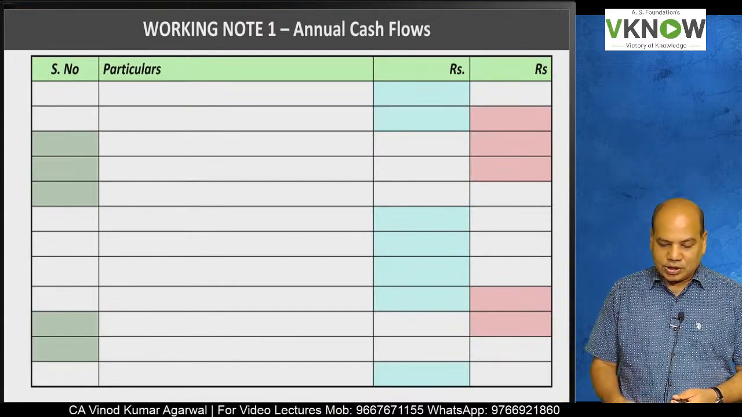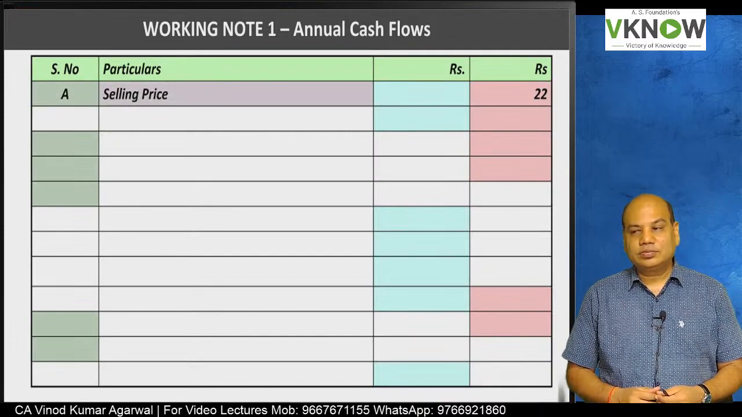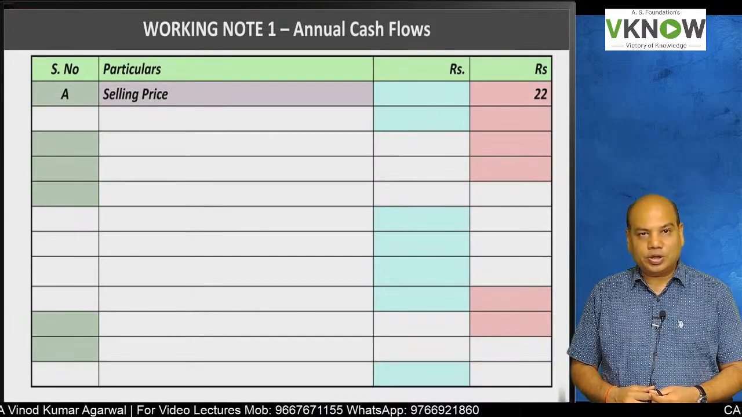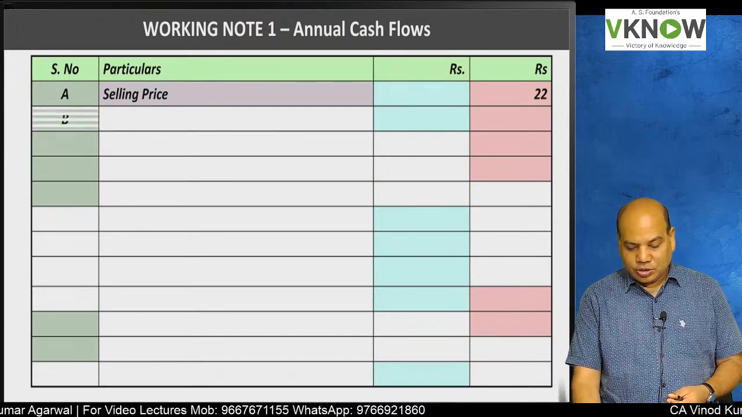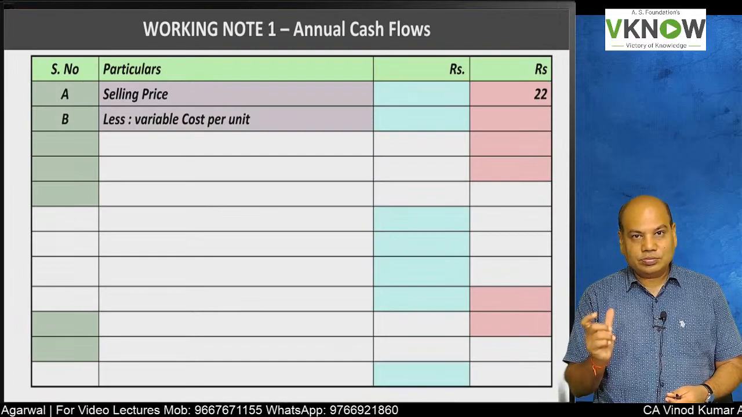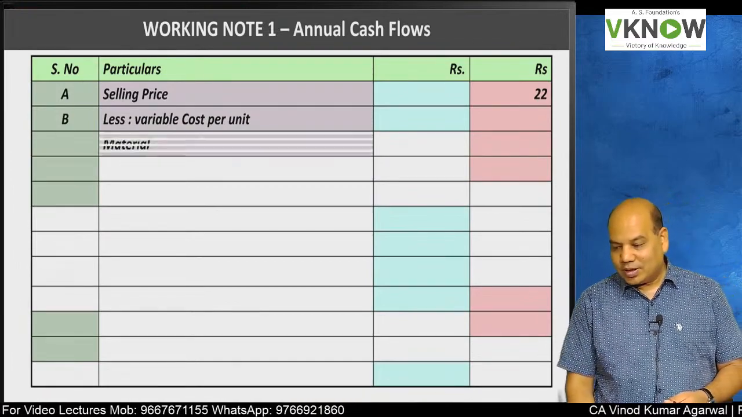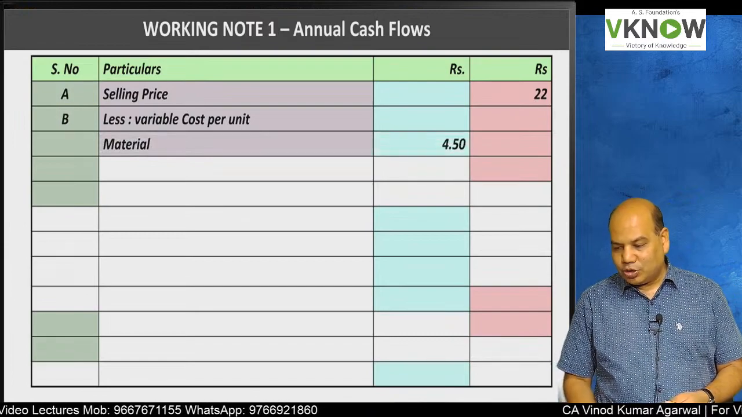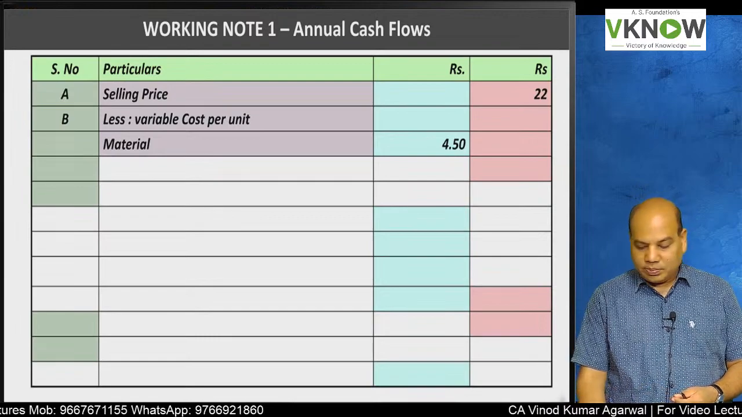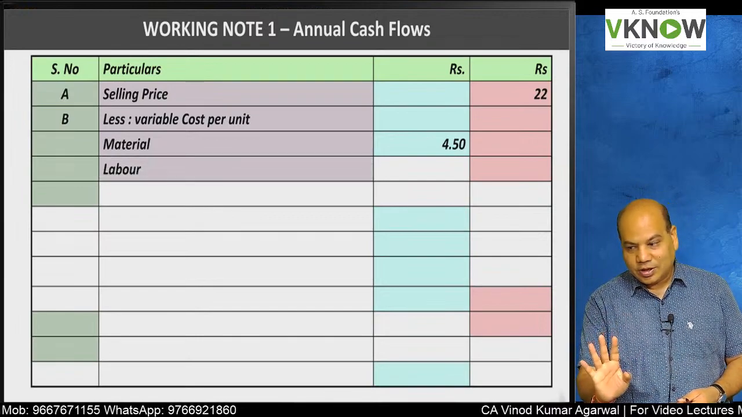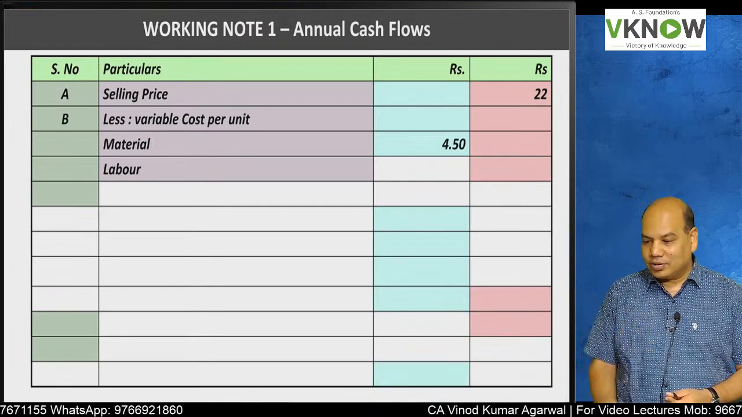Write down working note 1. Calculation of annual cash flow. Don't worry, only with practice you will learn. Practice is very important in this topic. Selling price 22, because this topic will challenge you. It will make you think. Okay. Variable cost per unit, under that we have material 4.50. Presentation can change, I agree. Final output, final answer should be the same.